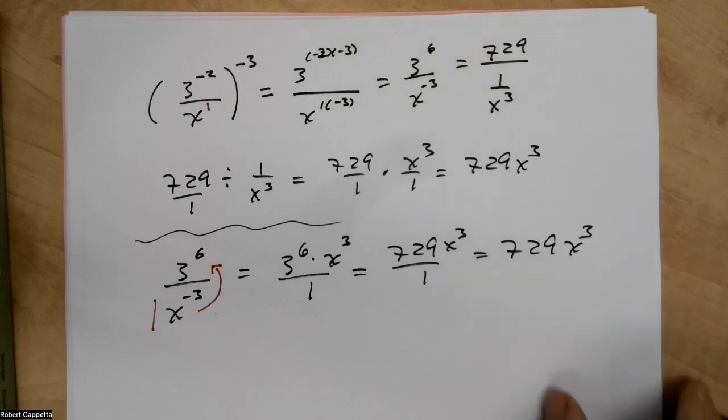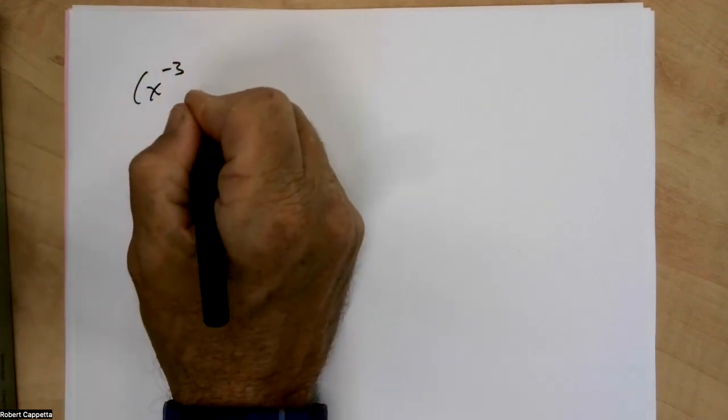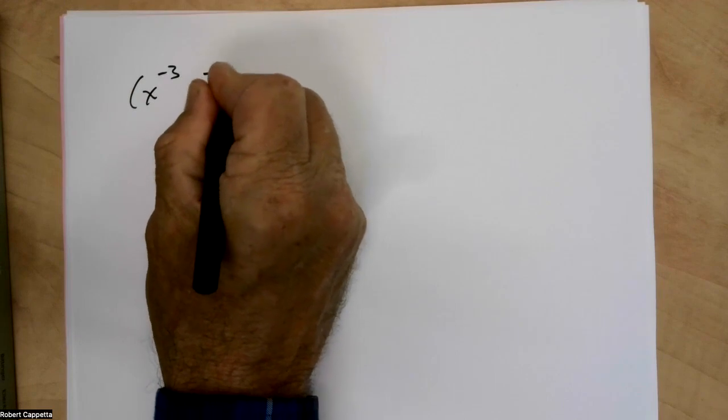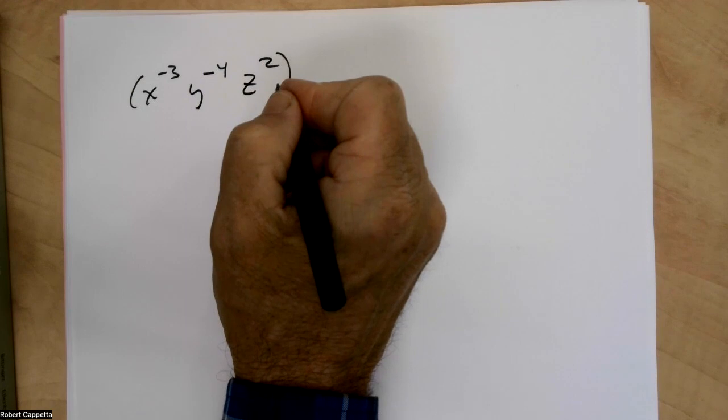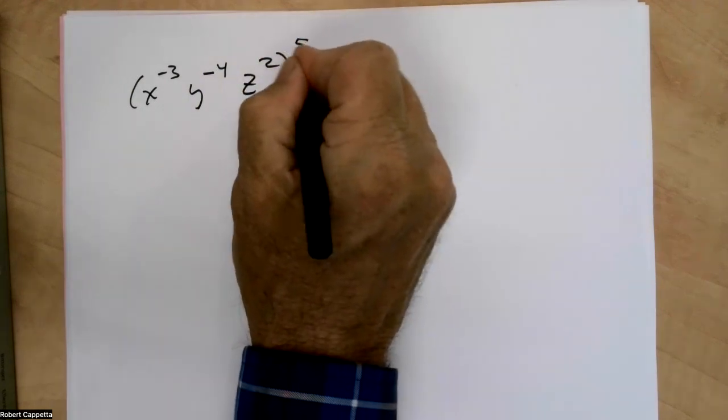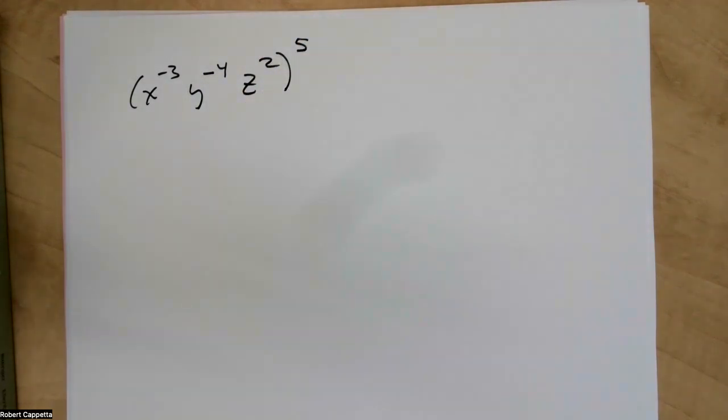Let's do one more with some bigger numbers this time. Let's take a look at the following. What if I have x to the negative 3, y to the negative 4, z to the second, all raised to the 5th power? What's going to happen here?